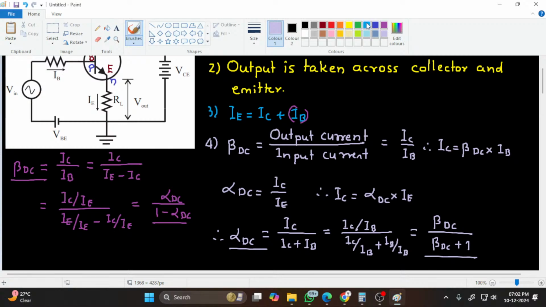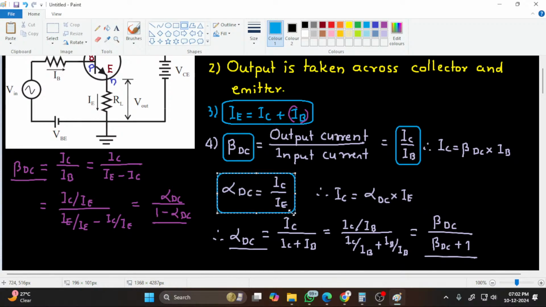So the main two relations are like this. You have one equation IE equal to IC plus IB, then your beta DC is equal to IC upon IB and alpha DC is equal to IC upon IE. So from this equation you can derive this. Since the electrical relationship between these three currents is determined by the physical construction of transistor itself, any small change in the base current will result in much larger change in the collector current. Thus, a small change in current flowing in the base will control the current in the emitter collector circuit.